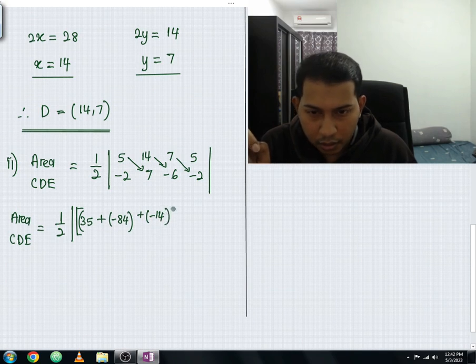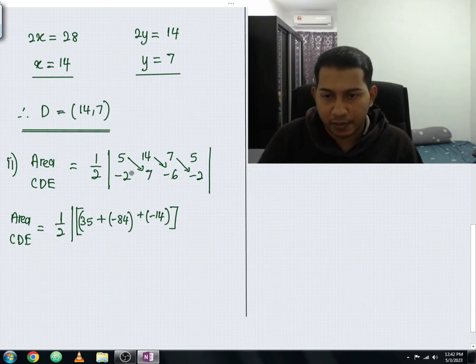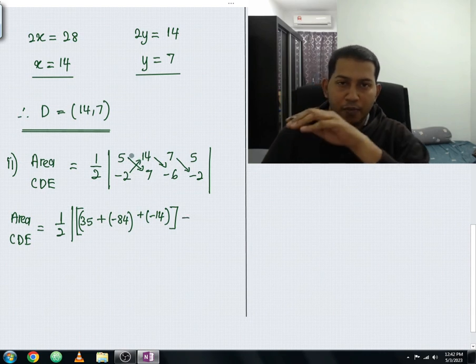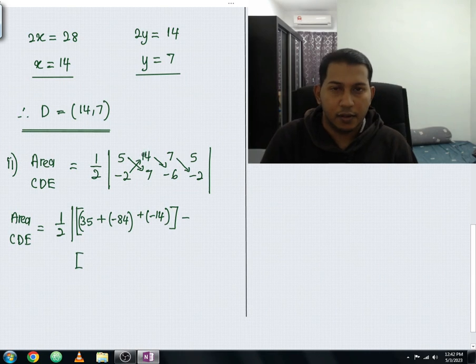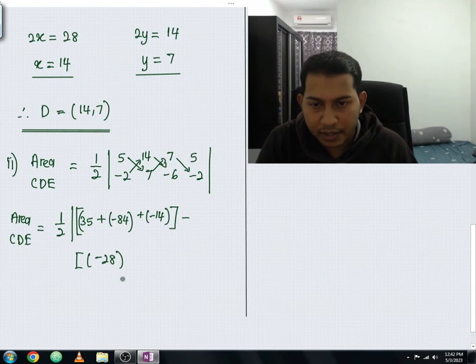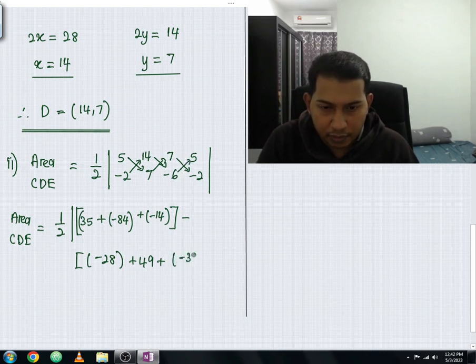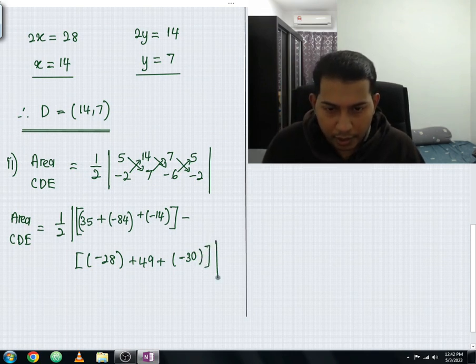Close. We have already done the top to bottom side, and now you need to continue bottom to top. From bottom to top, you need to minus them. So minus, open square bracket, negative 2 times 14, you get negative 28. Then plus 7 times 7, you get 49. Then plus negative 6 times 5, you get negative 30. Close bracket, and don't forget to close the modulus as well.